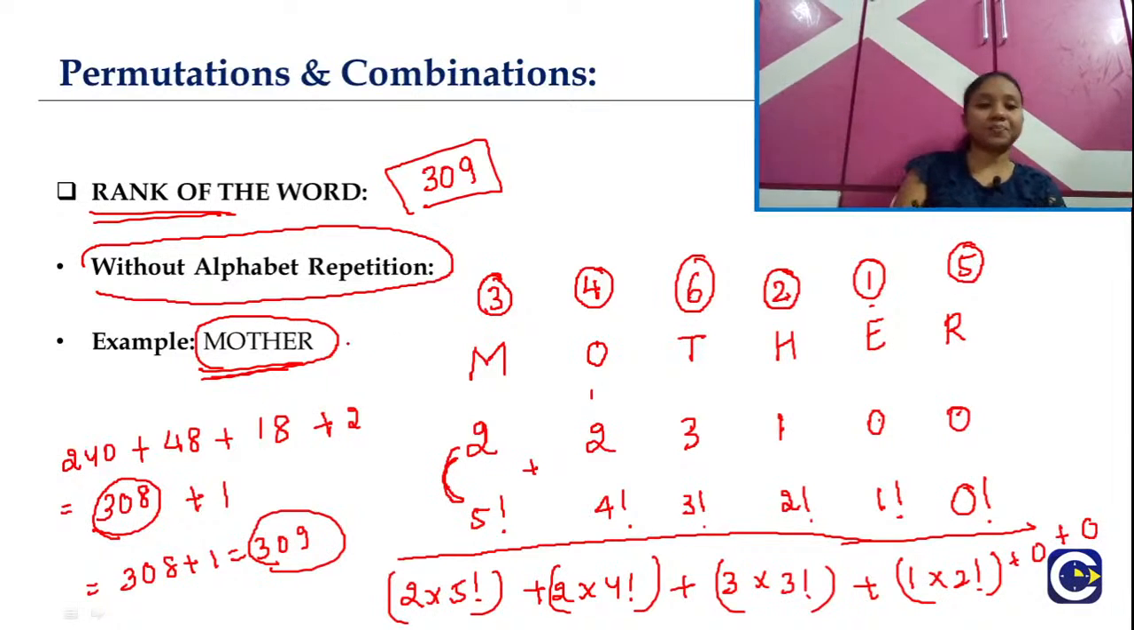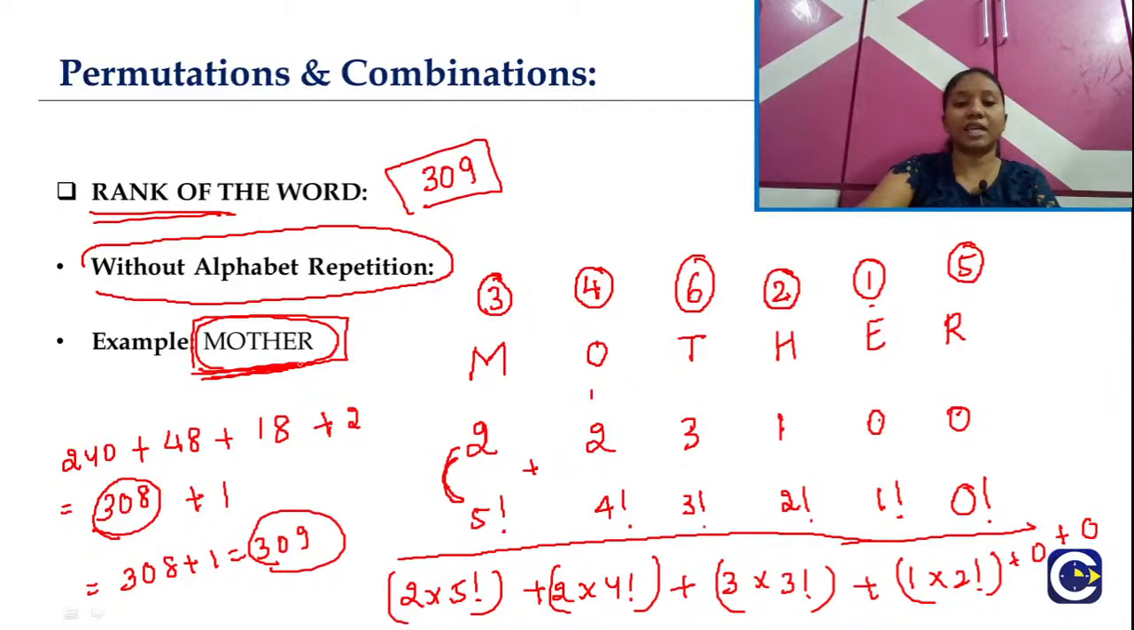So this is our methodology to find the rank of the word, when the alphabets are not repeated. Right. Which means there will be one more case where alphabets can be repeated. That we'll be seeing in our further slides. So this is the rank of the word mother.